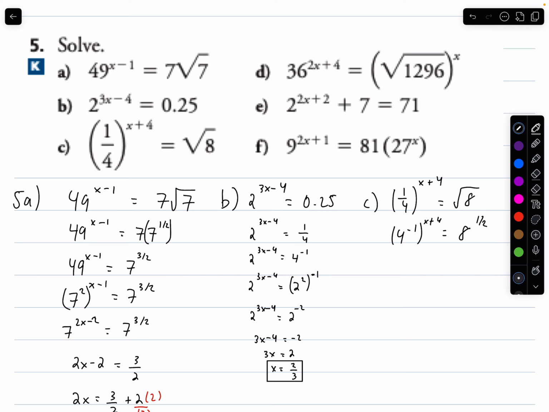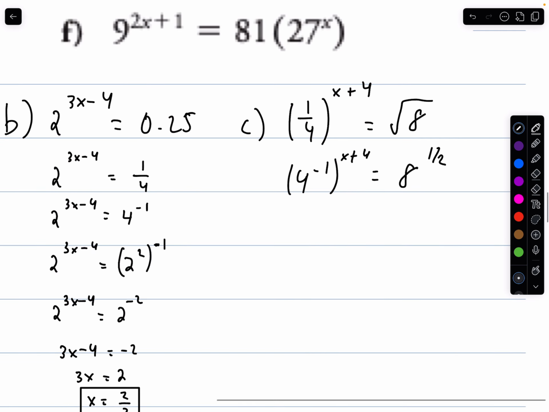Now, this one's a little interesting because I need to get this as a base 2. So 4 to the negative 1, I'm actually going to make this 2 squared, but it's to the power of negative 1, to the power of x plus 4. And I'm going to make this 2 cubed to the power of 1 over 2.